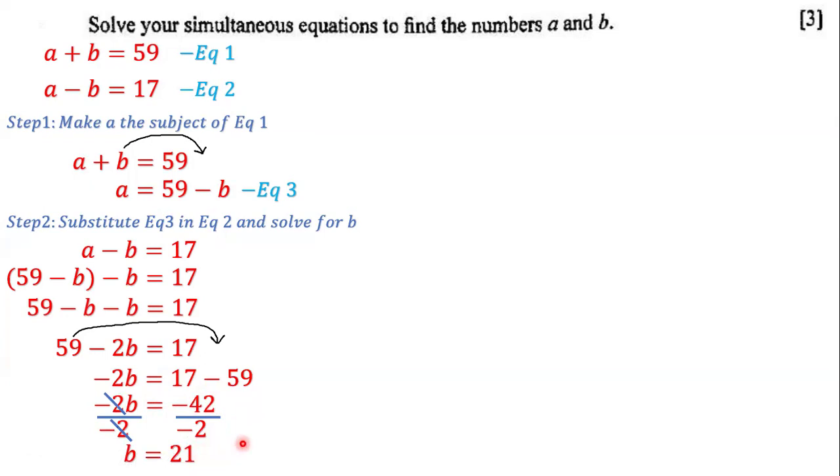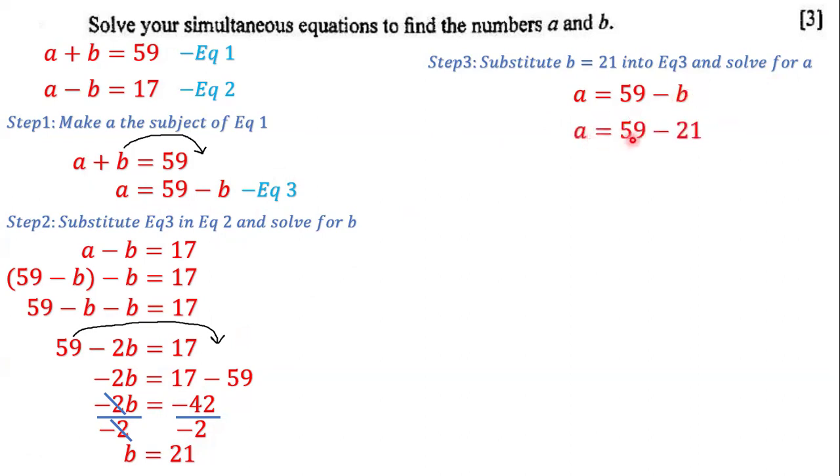Now we already know what B is. Let's use that value to help us find what A is. What is the value of A? So we have to substitute B is equal to 21 into equation 3. So this is equation 3 right here. We're going to substitute our value for B into equation 3 and then solve for A. And so we have that A is equal to 59 minus B. Remember that B is 21, so we have that A is equal to 59 minus 21, and 59 minus 21 is definitely 38. So that means that A is equal to 38.